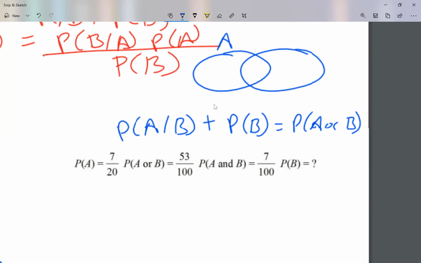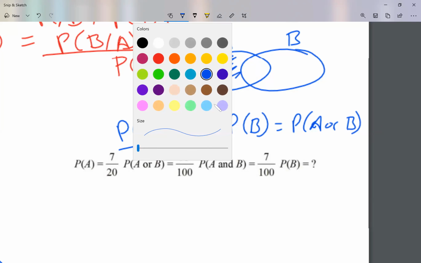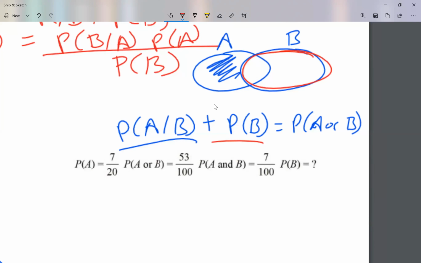Let's say this is A and this is B. So probability of A given B. So looking at your circle B, what is A inside of B? That's this one right here. Probability of B is the whole thing, and then probability of A or B. Oh no, probability of A given B is this part. Probability of B is this part. Probability of A or B is basically the whole thing. So it could be broken like that.